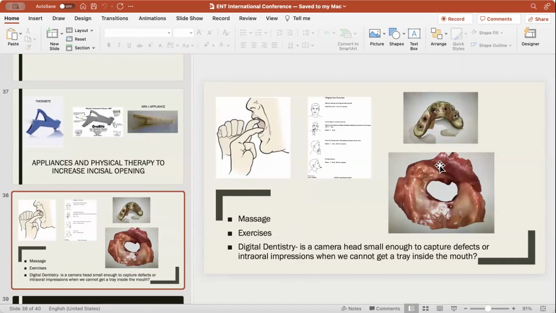And nowadays, we're starting to do everything digitally. So we have been scanning for a lot of our obturators digitally and sending it to the lab. So that will be our latest research at the hospital to try to see if we can just use a camera to get in there to make impressions instead of having to do all of these things by hand.